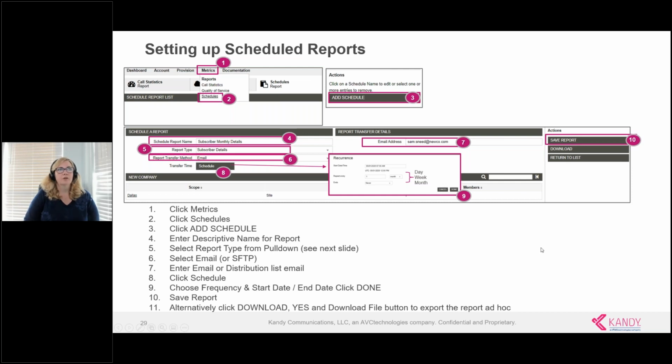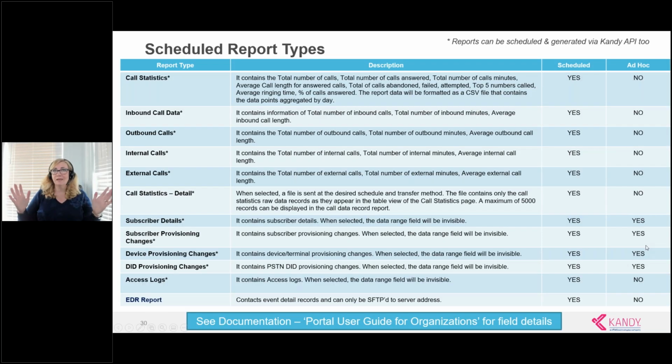Many of them you can download. Here's a matrix showing you all the different reports, what they do, if they are scheduled, all of them are, and which ones can be run ad hoc. We've recently added one called the EDR Report, and that is the event detail records. And even our CDR records are event detail records converted to be CDR. So that's the beginning of that.